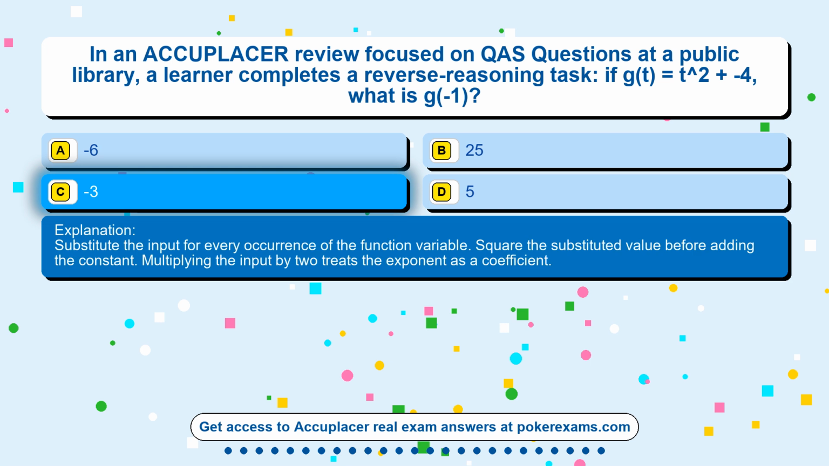Substitute the input for every occurrence of the function variable. Square the substituted value before adding the constant. Multiplying the input by 2 treats the exponent as a coefficient.